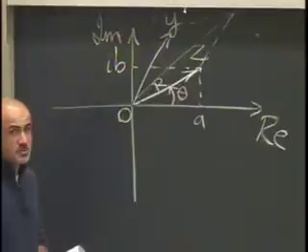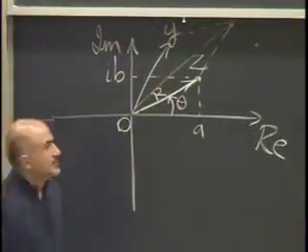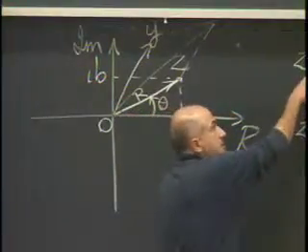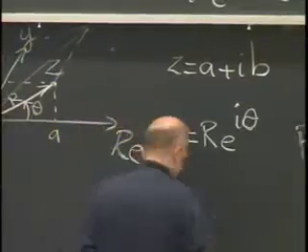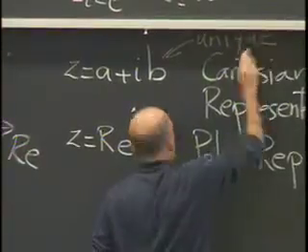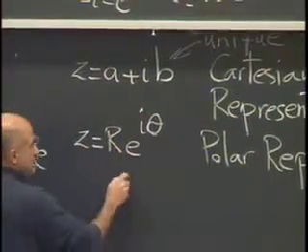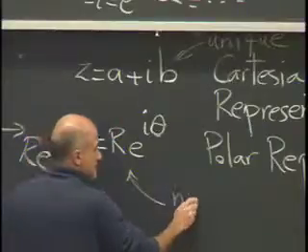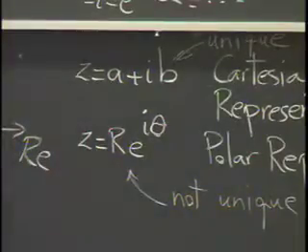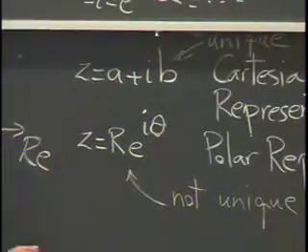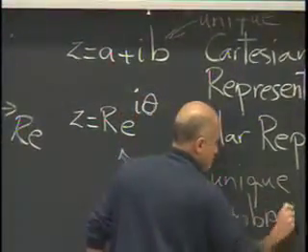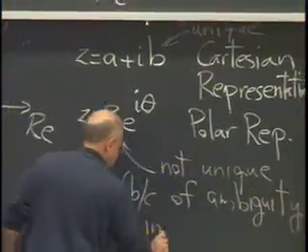And there's an important distinction between these two. The Cartesian representation is unique. But the polar representation is not unique. Why? It's the ambiguity in the angle theta.